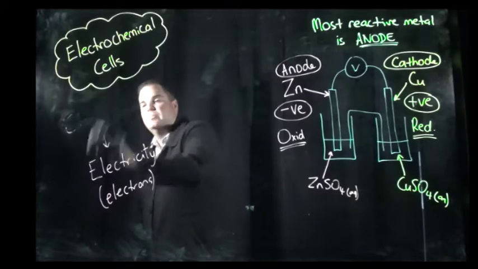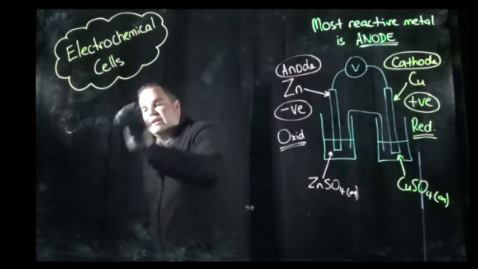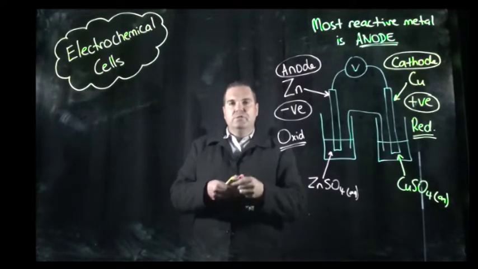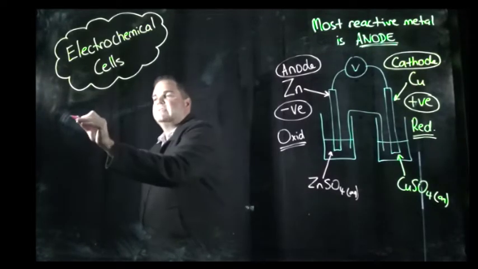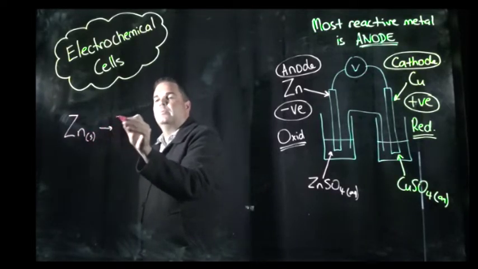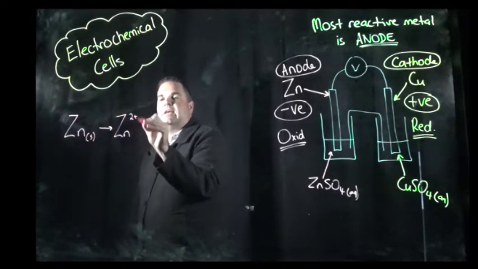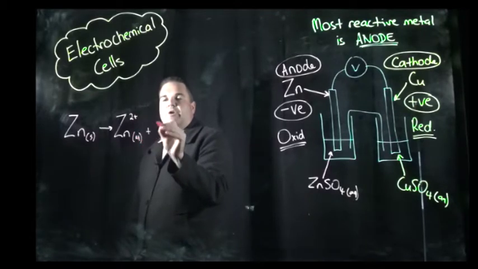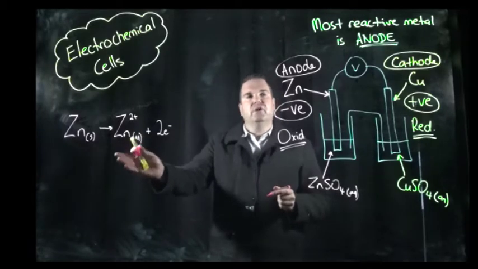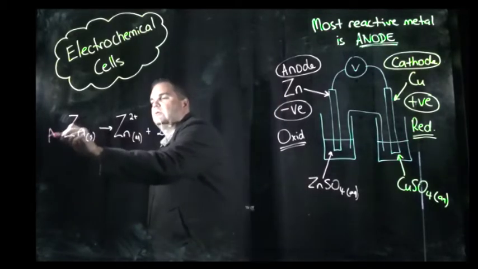So what's happening within this cell is that the zinc is going to be undergoing oxidation. Now, that's where your OIL RIG comes in. Oxidation is a loss of electrons. So our solid zinc metal is going to be forming zinc ions, Zn2+, and we're going to be adding electrons in as well. So that's our half equation occurring at the anode.